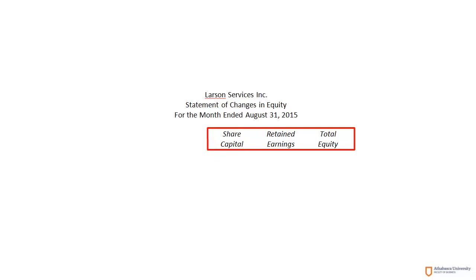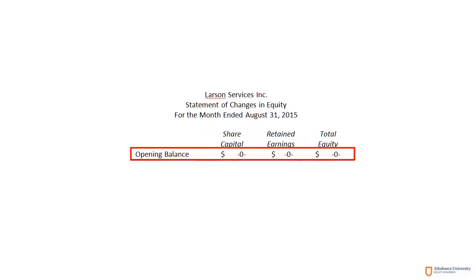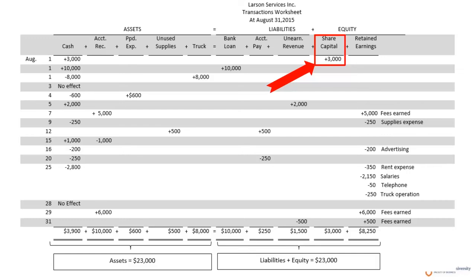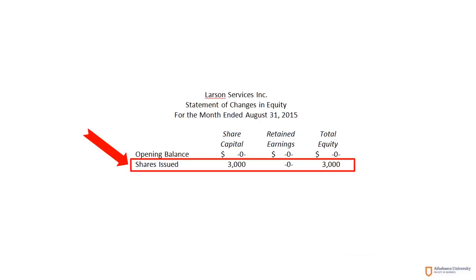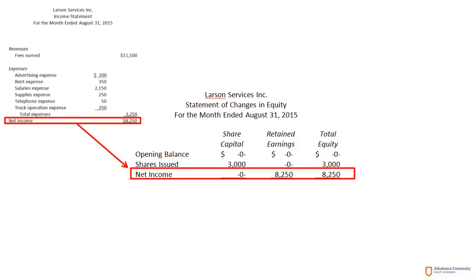To detail the changes in equity during August, we need to include 3 columns: share capital, retained earnings, and total equity. Since this is the first month of operations for Larson Services, Inc., we know that the opening balances were 0. From the Transactions Worksheet, we know that $3,000 of shares were issued during the month. We show that information on the statement of changes.